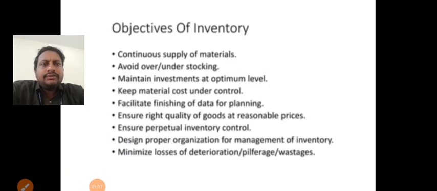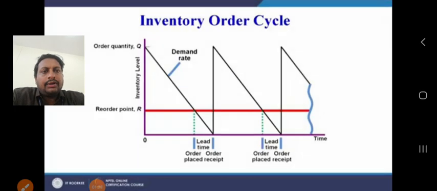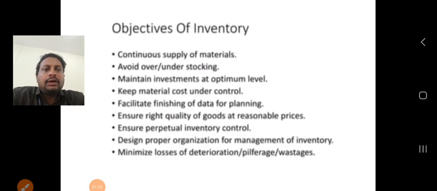The objectives of inventory control are to continue the supply of material and avoid overstocking or understocking. We need to maintain the reorder level point, so stock will be there every time, and we reorder at that point. This gives a continuous flow of material supply to avoid production interruption.